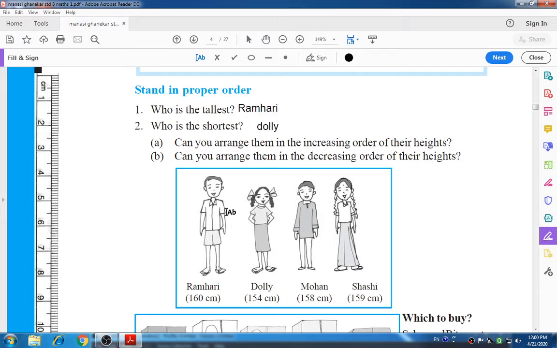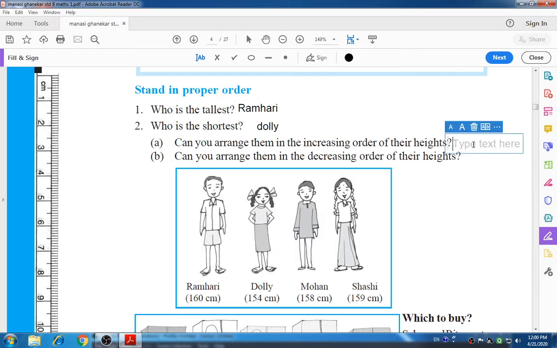Okay. From the given pictures, you can easily find out who is the tallest and shortest. But from the given figures, that is 160, 154, 158 and 159, I can also find out who is the tallest and shortest, because the tallest person has the greatest number for the height, that is 160, which is Ramhari, and Dolly is the shortest, whose height is 154 centimeters, and 154 is the smallest number among the given heights of the boys and girls. Can you arrange them in increasing order of their heights?